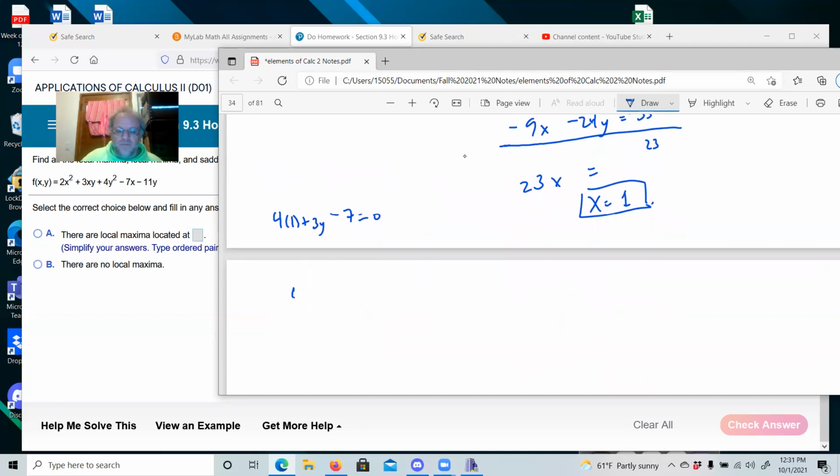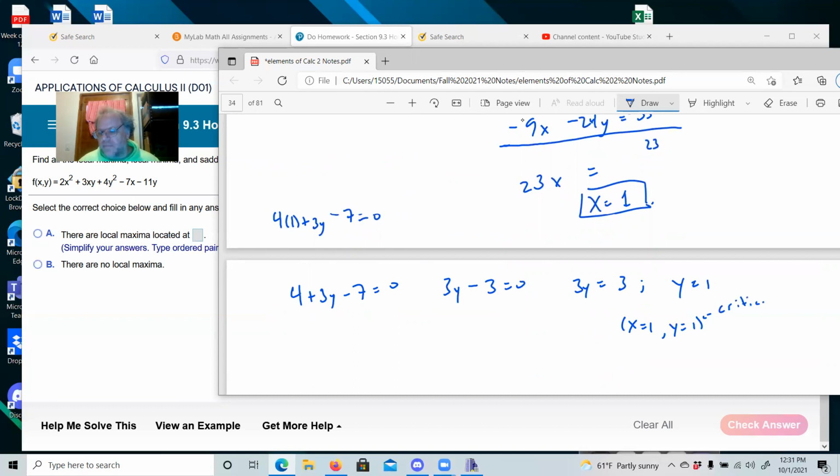Okay, we have 4 plus 3y minus 7 equals 0. 4 minus 7, that's 3, so 3y minus 3 equals 0. 3y equals 3, or y equals 1. Great, we have x equals 1 and y equals 1. That's our critical point. Do I know if it's a max or min yet? No. Do I know if it's a saddle point yet? No. But I do know whatever happens is going to happen at this point.